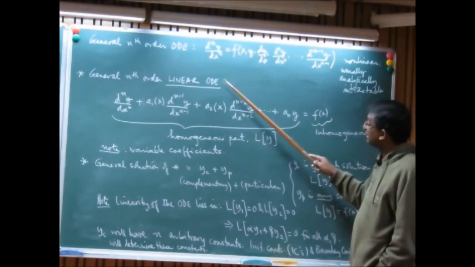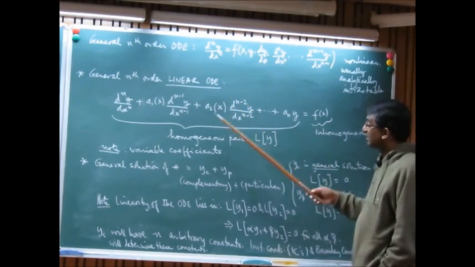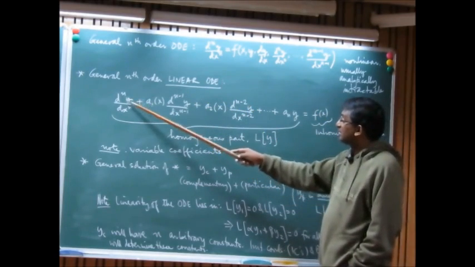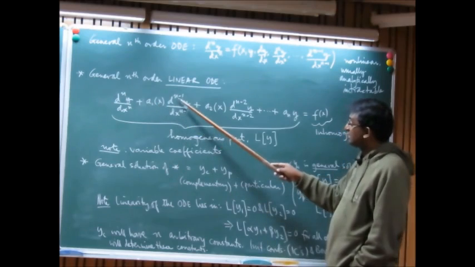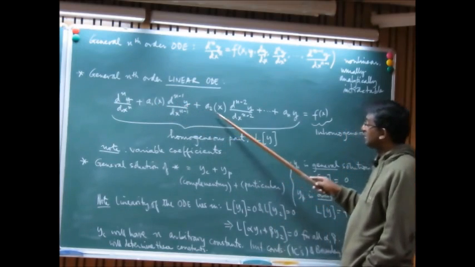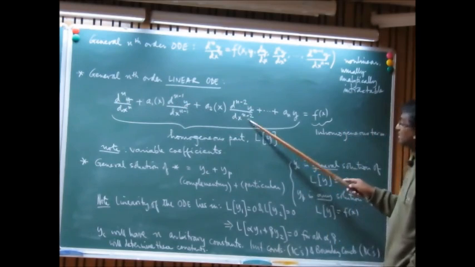The nth order linear ordinary differential equation is like this. It is the nth derivative plus some function of x times the n minus 1th derivative plus some other function of x times the n minus 2th derivative.